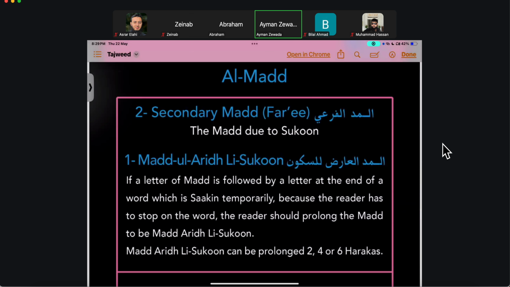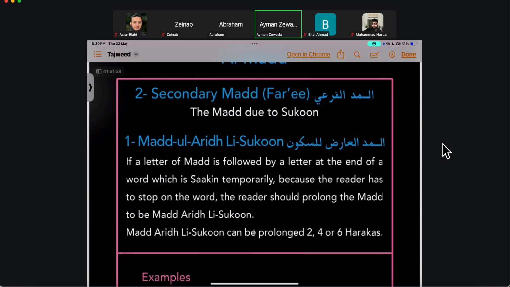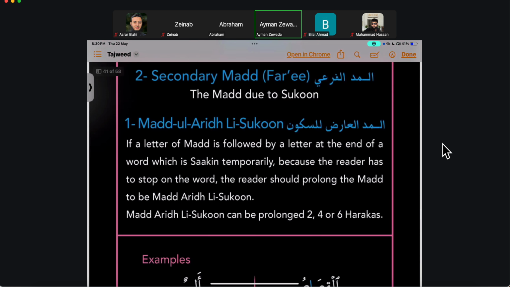Now, as we said, the far'i mad is split into 2 parts. We have the mad due to hamza and the mad due to sukoon. Now we're moving on to the mad due to sukoon, and the first of the 3. Al-mad al-'arid lis-sukoon. If a letter of mad is followed by a letter at the end of a word which is sakin temporarily, because the reader has chosen to stop on the word.